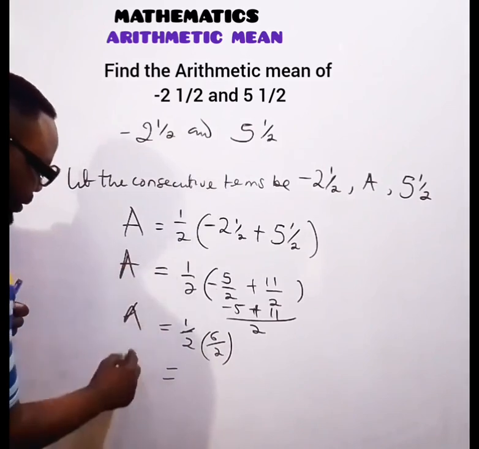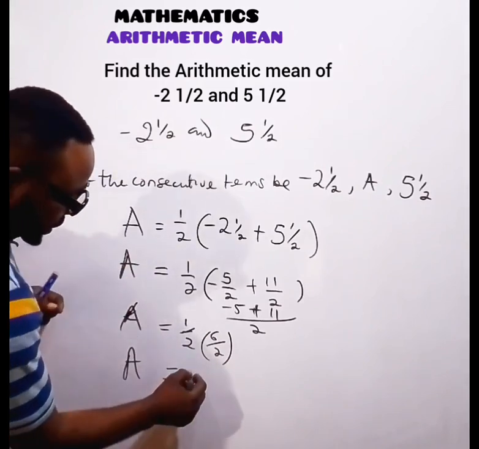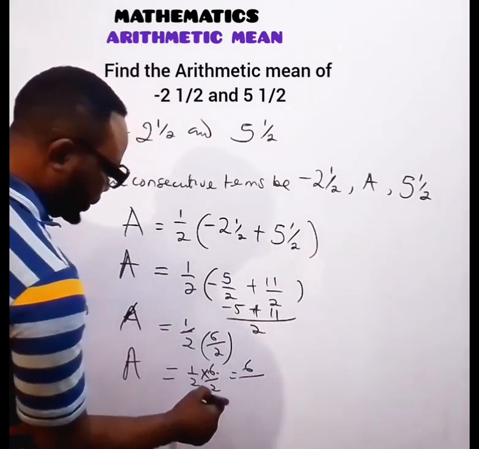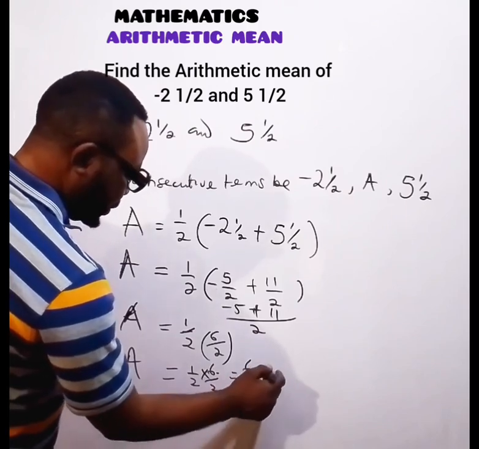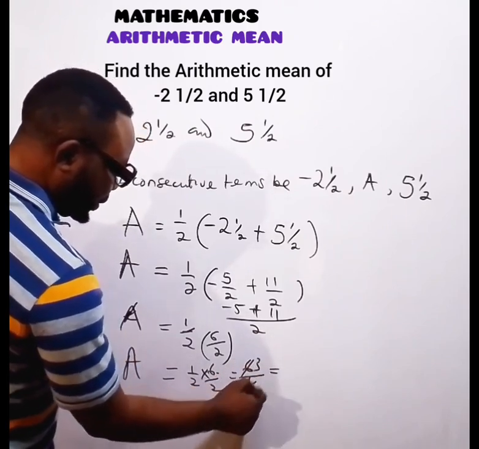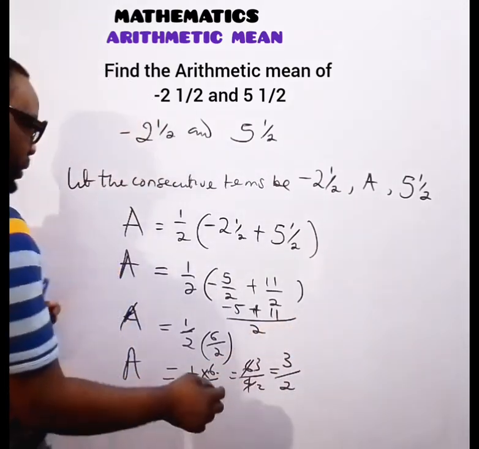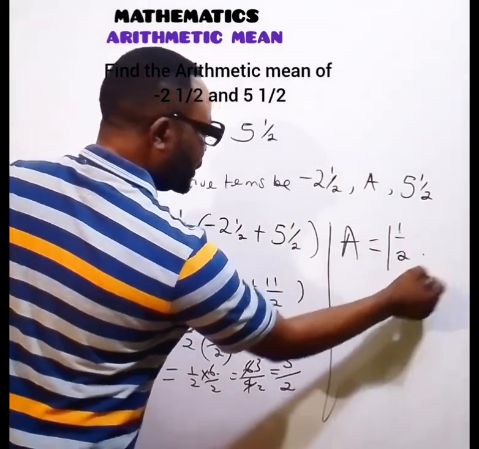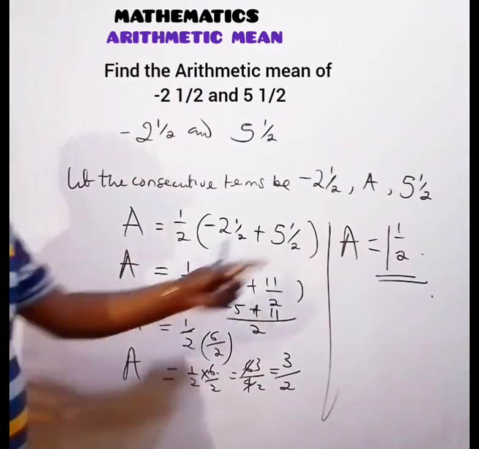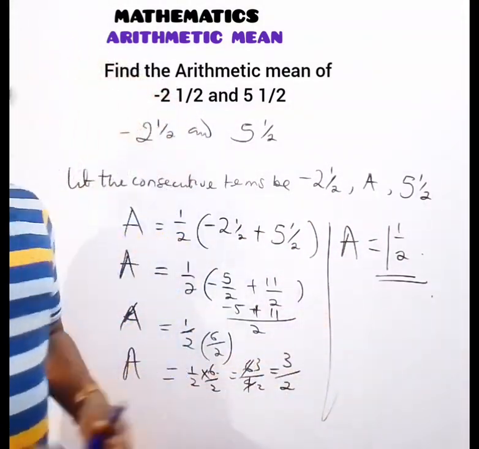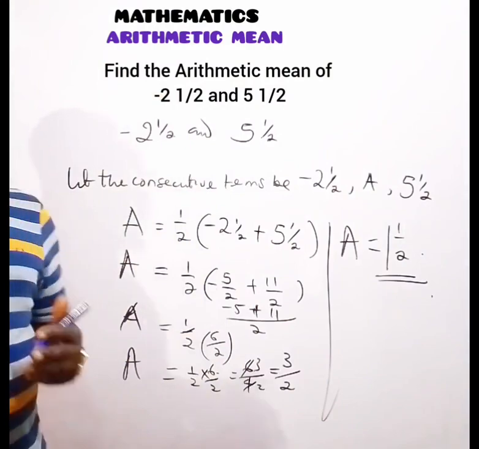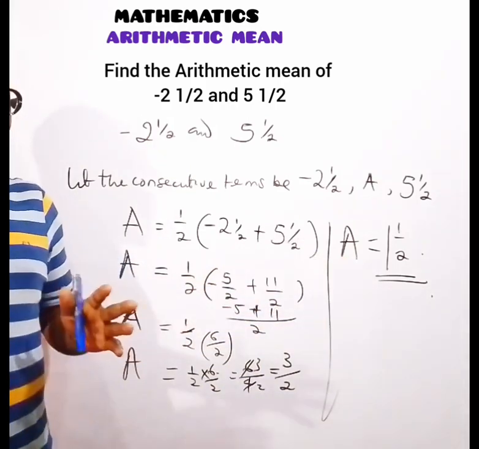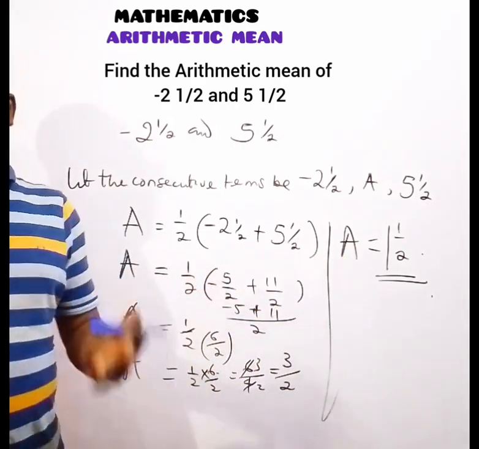This is 1 over 2 multiplied by 6 over 2, which is equal to 6 over 4, which is equal to, 2 here 3, 2 here 2, 3 over 2. So you can also say that A is equal to 1 whole number 1 over 2. That is our arithmetic mean. I make use of A because that is what I am interested in using right now. It does not mean that because it is called the arithmetic mean, you must use A.